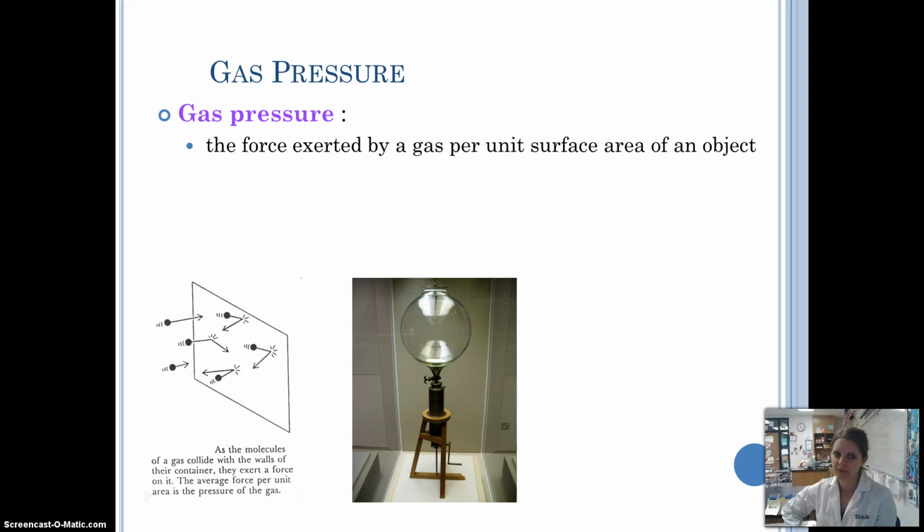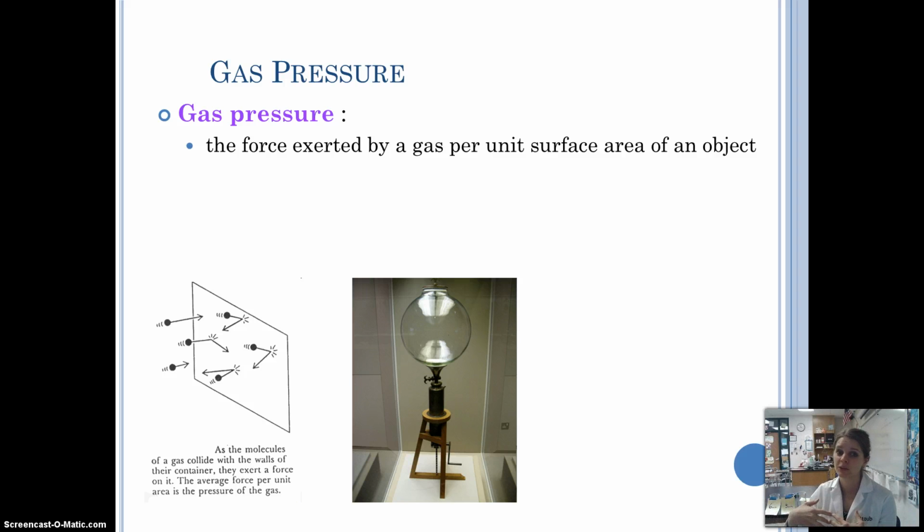Gases can do the same thing, but we have to think they're really small. So the gases are zipping around this room all the time, and the gases are hitting something and then bouncing off. So for that split moment that it hits, it is providing a force against a surface. So we know that gas pressure is any time that it's hitting the walls.